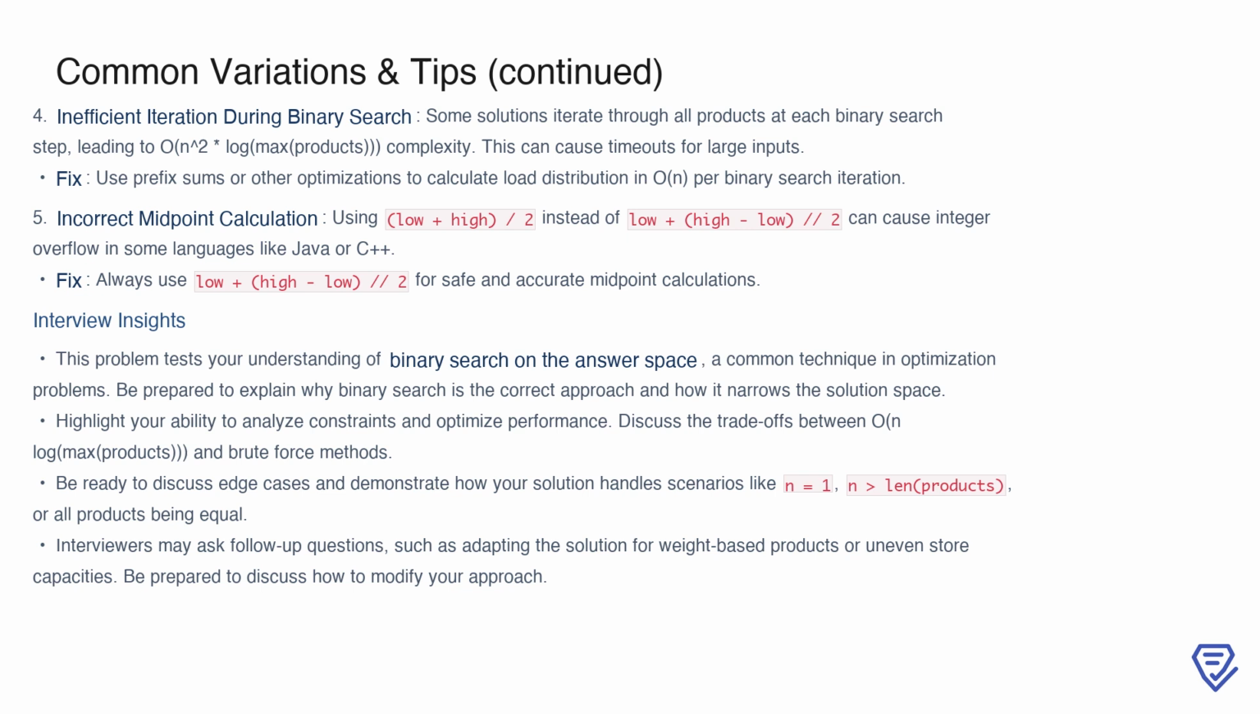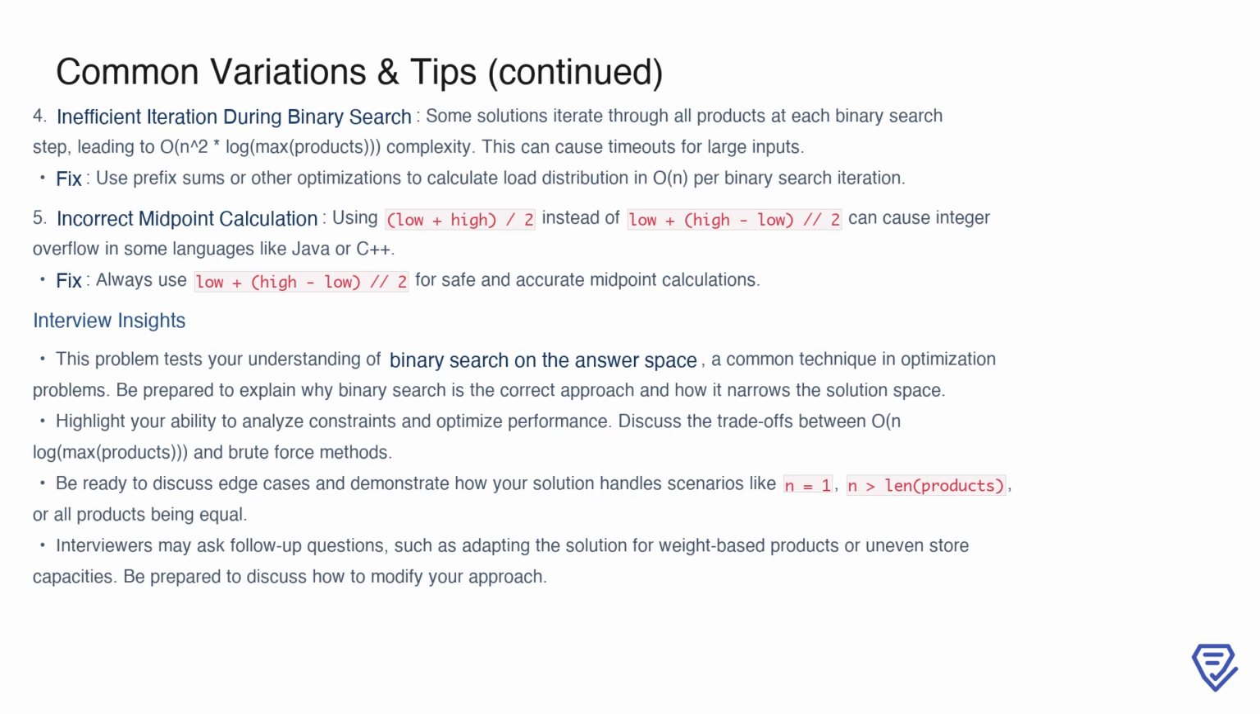Another subtle yet important detail is ensuring the correct calculation of the midpoint during binary search. Using (low + high) / 2 may seem fine at first glance, but in languages like Java or C++, it can lead to integer overflow for large values. The safer approach is to use low + (high - low) / 2, which avoids overflow and ensures accurate midpoint calculations.